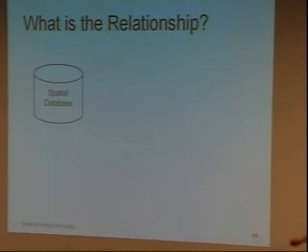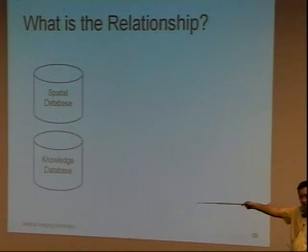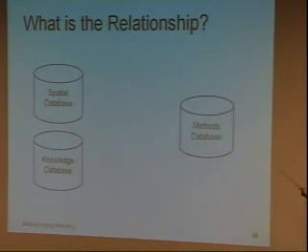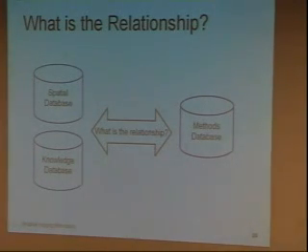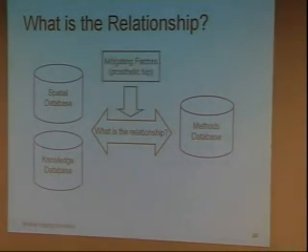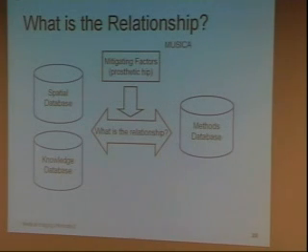Again, what is the relationship? We have the spatial database, we have the knowledge database, and here we have the methods database. Again, what is this relationship? Let's think again about Agfa. There was a mitigating factor, and the mitigating factor was the prosthetic hip.